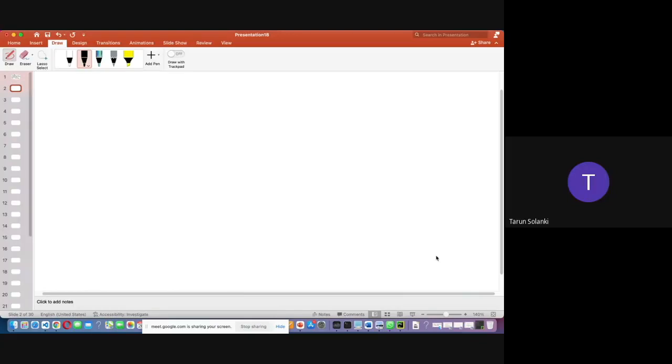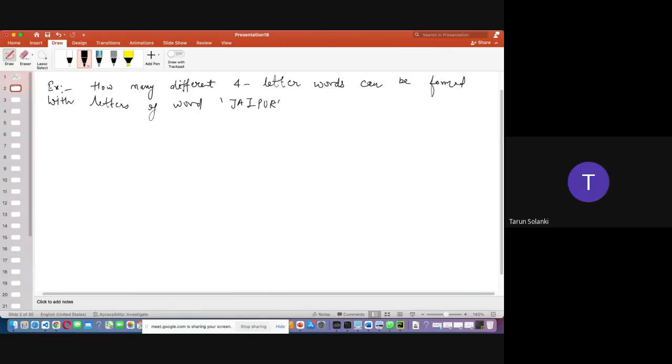Okay. So next example. How many different four-letter words can be formed with the letters of the word Jaipur, when A and I are always included? Okay, so we'll solve.